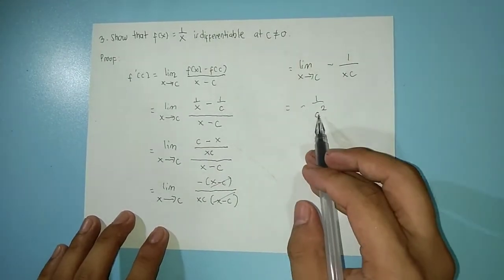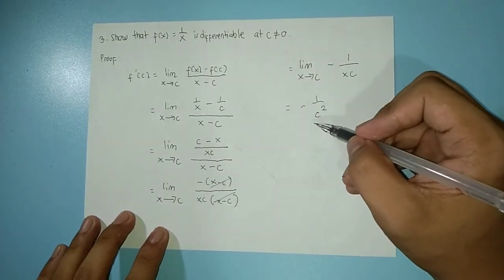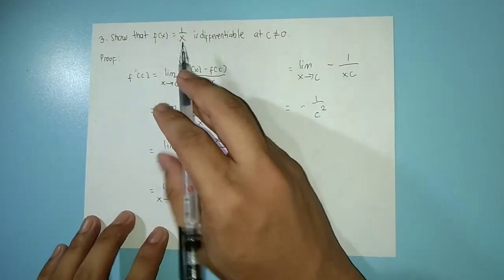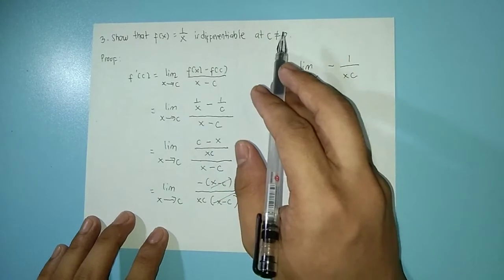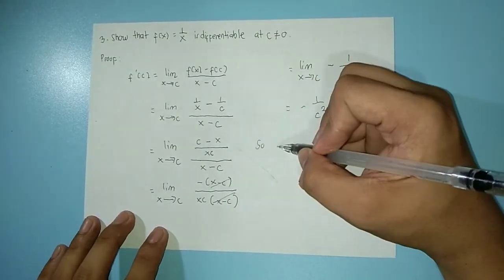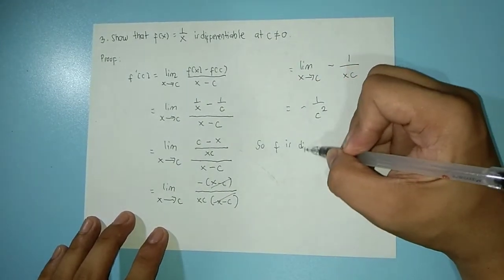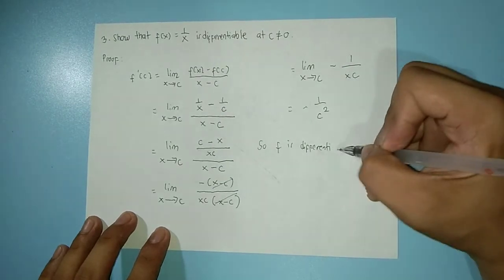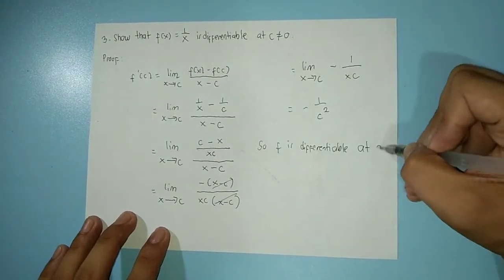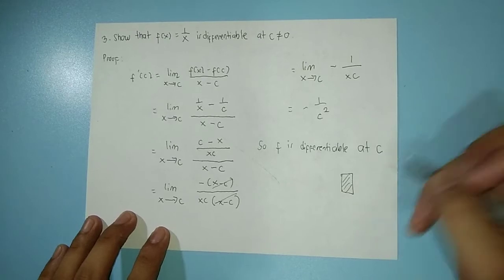So meron tayong nakitang limit. Then kapag may nakita nga tayong limit, so yung function na to ay differentiable at c. So therefore, f is differentiable at c. And this is that.